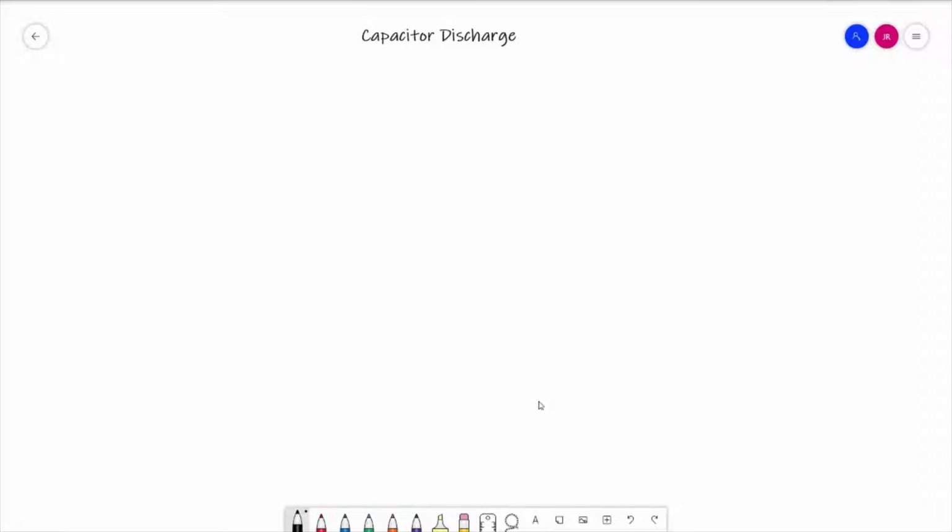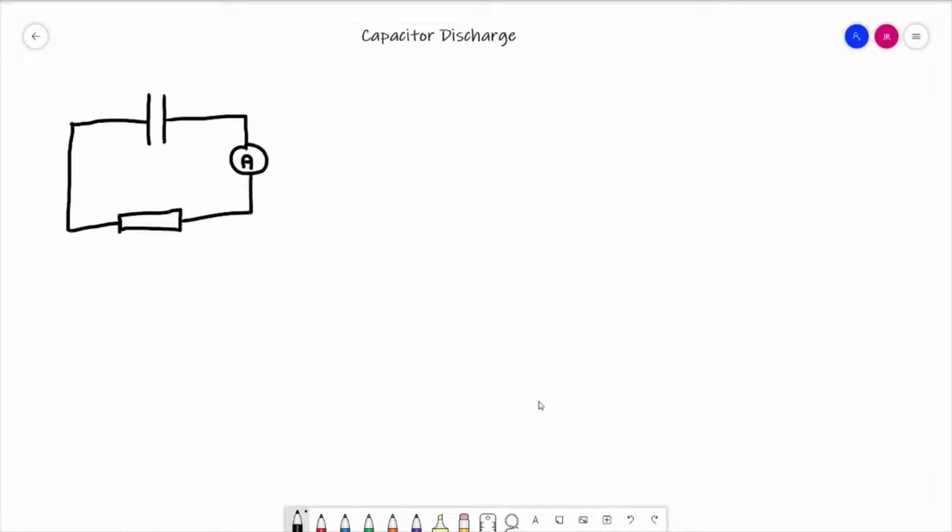So in order to have a look at capacitor discharge, firstly let's set a couple of things up. Let's set ourselves up a nice simple circuit with a capacitor, and we're going to put that capacitor in series with a resistor, and we're going to put an ammeter in the circuit as well, and hopefully we'll see exactly why we do the ammeter in a moment. Now let's think about what's going on first.